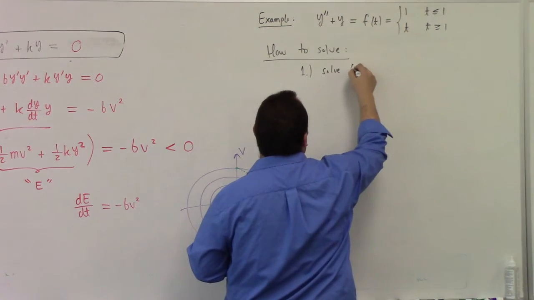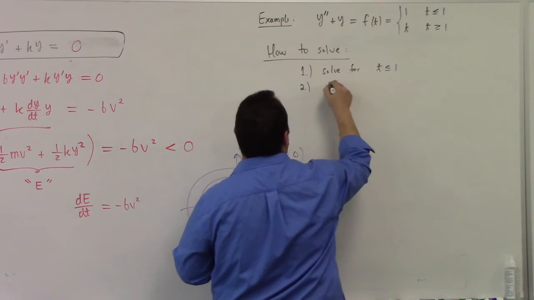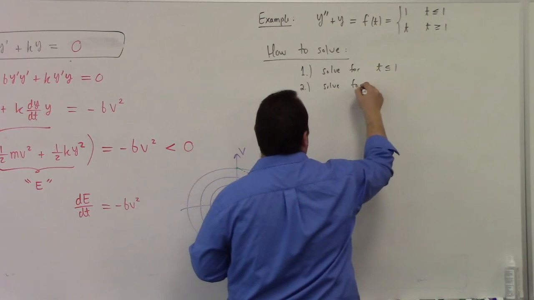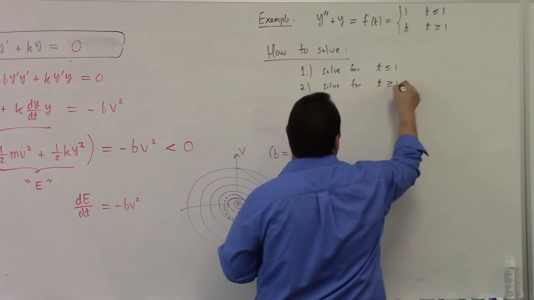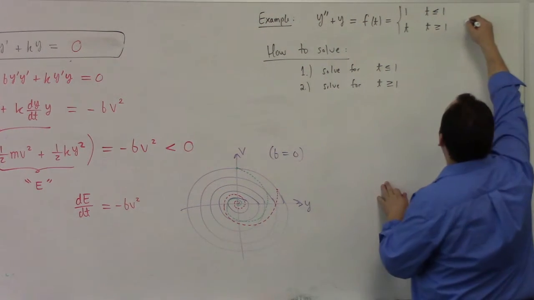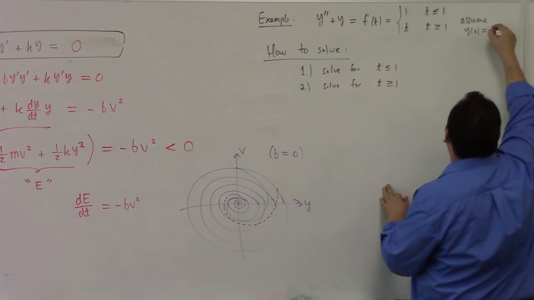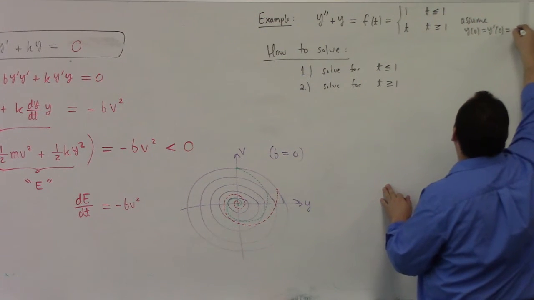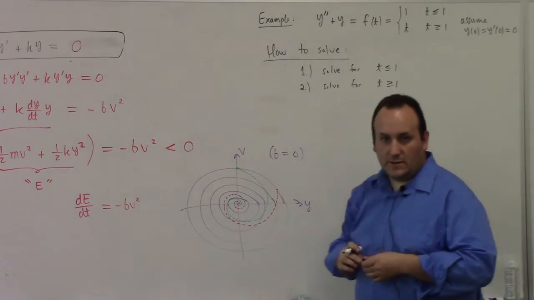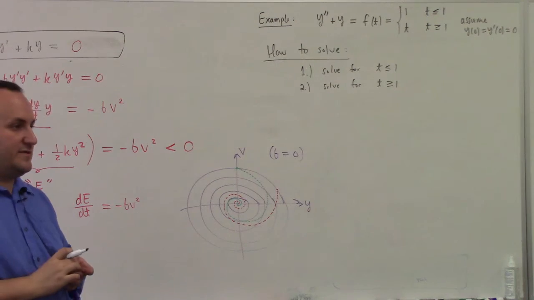1, solve for t less than or equal to 1. 2, solve for t greater than or equal to 1. And I think I need to give you more data, right? To keep things really simple in here, we're going to assume that y of 0 is equal to y prime of 0 is equal to 0. Actually, I'm not sure that makes it super simple, but it's just what I'm choosing.